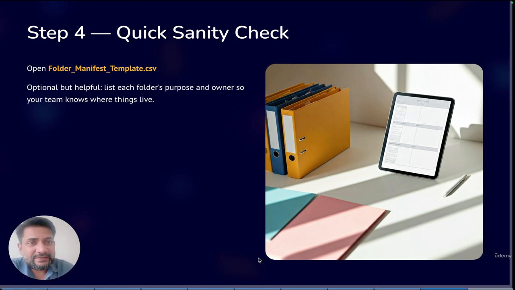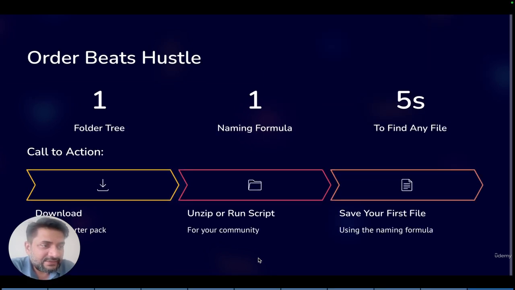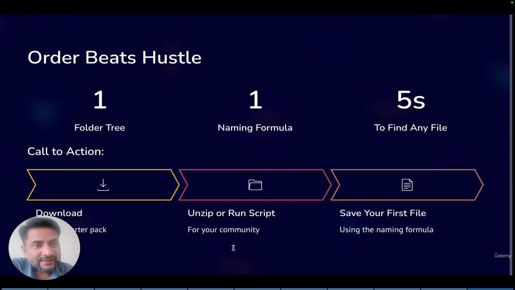Okay, now you need to understand that order beats hustle. With one folder tree and one naming formula, you can find any file in 5 seconds, including the permits. So download the starter pack below. Either unzip the 2025-08 Dubai Marina starter, or you can run the OneLife script for your community and save your next brief as year, month, community, market brief, English version 1, and drop the permit proof in the permit Tracy folder. That's that, and we are done.